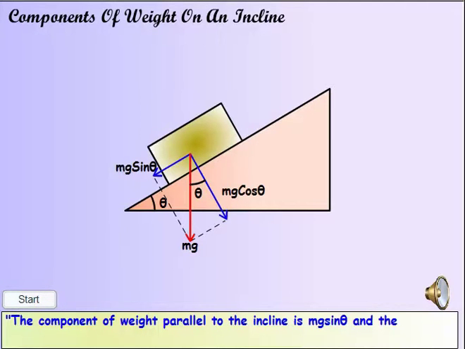Consider a ramp at an angle theta. There is a block of mass m placed on the ramp. The weight of the block acts vertically downwards and is mass times gravity, mg. This force can be resolved into two components, one parallel to the ramp and one perpendicular to the ramp. The component of force perpendicular to the ramp is mg cos theta, and the component parallel to the ramp is mg sin theta.